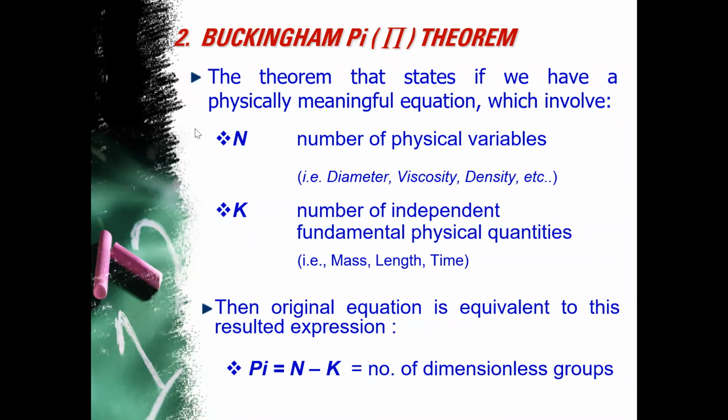So welcome back everyone to the next topic. All right, so we come back to this method to actually derive the relationship between the variables. So there are two methods, right? The first method is the Rayleigh's method, and then the second one is the Buckingham pi theorem. Okay, this is the second one. So we look into this second method on how to derive the equation, or the relationship.